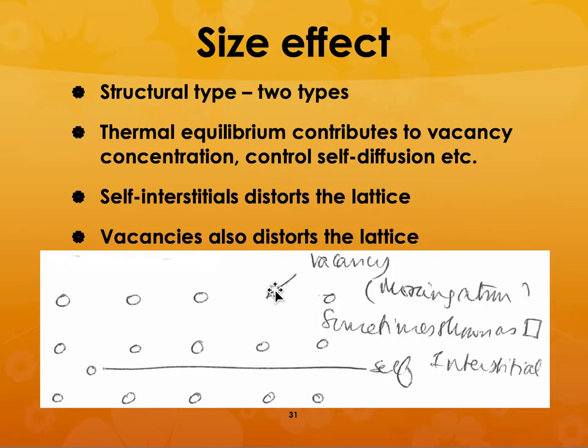So the structural defects, as I said to you, there are two types, and the major one is a vacancy, and the amount of vacancies, the volume of vacancies, can actually go up when you increase the temperature, as a function of the diffusion coefficient. So if it is under thermal equilibrium, it will contribute to a specific amount of vacancy concentration, control self-diffusion, etc.